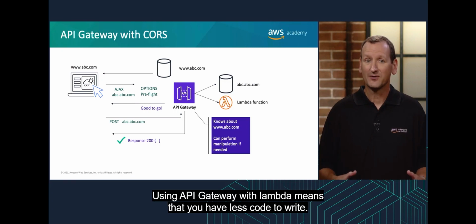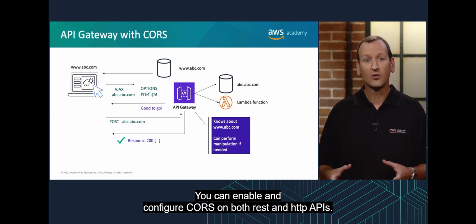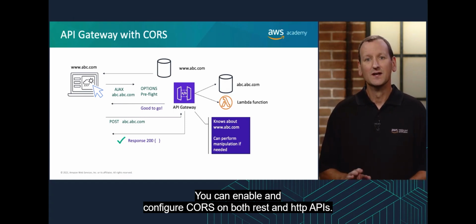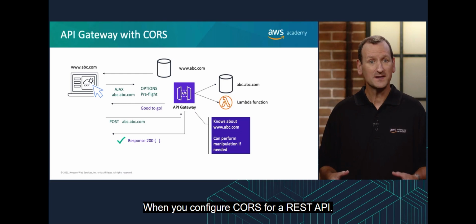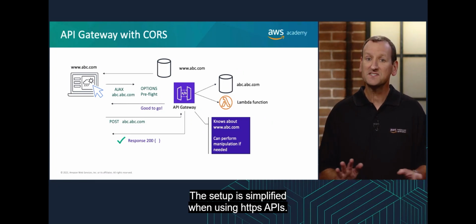Using API Gateway with Lambda means that you have less code to write to be able to handle CORS inside your Lambda code. You can enable and configure CORS on both REST and HTTP APIs. When you configure CORS for a REST API, API Gateway sets up a mock endpoint to handle the OPTIONS method. The setup is simplified when using HTTP APIs.